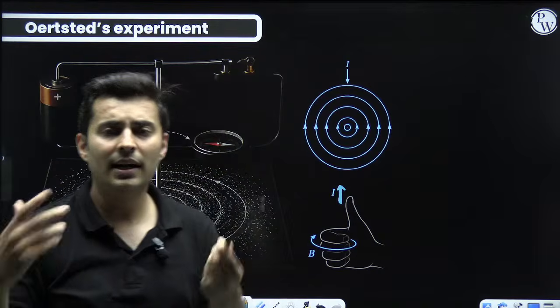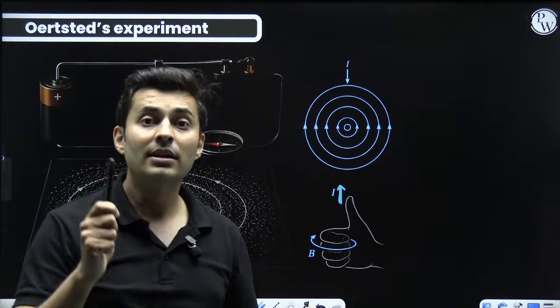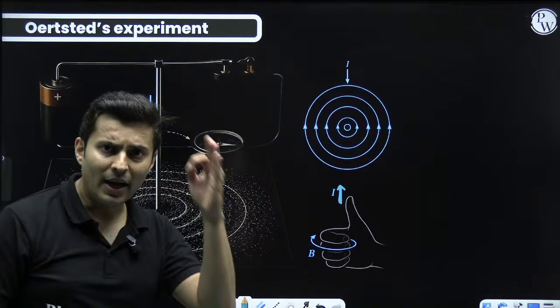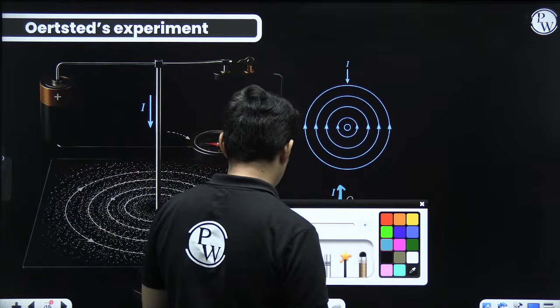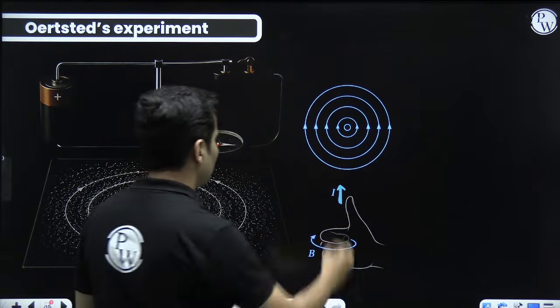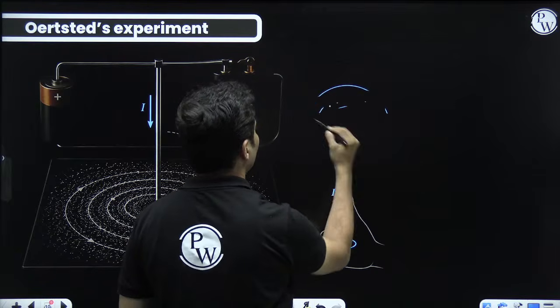So the right hand thumb rule in a way gives me the direction of the magnetic field lines around a straight wire carrying current. Alright, that is what this is. I think this diagram has come out to be wrong. I will just make this diagram later on.